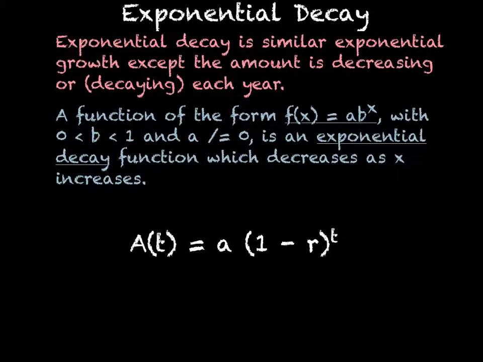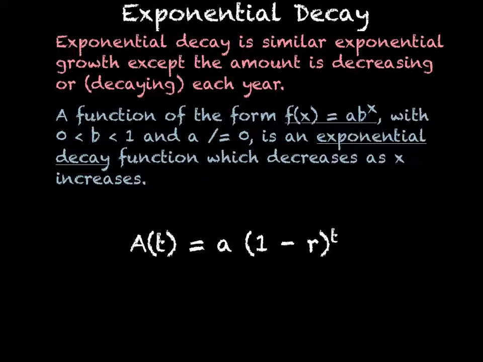Exponential decay. Exponential decay is very similar to exponential growth, except that the amount is decreasing or decaying each year instead of increasing. A function of the form f(x) = a·b^x, with b between 0 and 1 and a not equal to 0, is an exponential decay function, and it decreases as x increases.